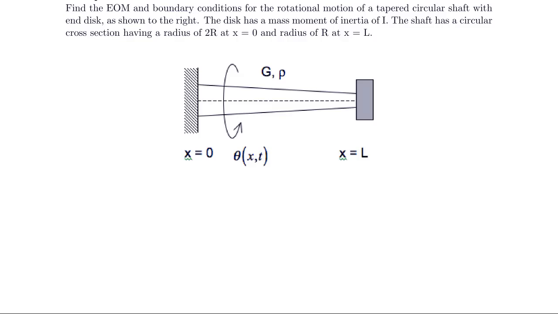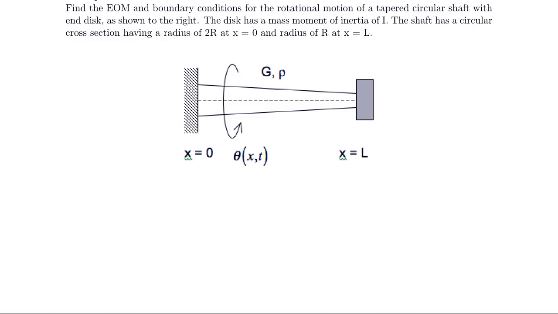In this example, we're looking at the torsional motion of a shaft. The shaft is tapered. Its cross-section has a radius of 2r on the left-hand side at x equal to 0. At the right-hand side, it has a radius of r at x equal to L. There's a concentrated rigid disk on the end at x equal to L. With all this information, we are asked to come up with the equation of motion for the system and then to write down the boundary conditions.